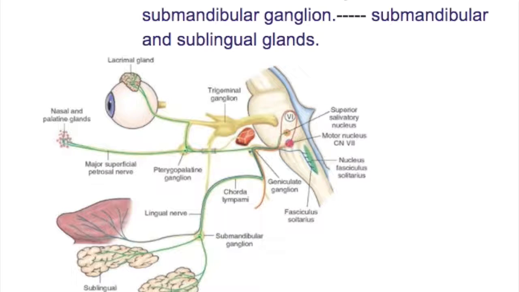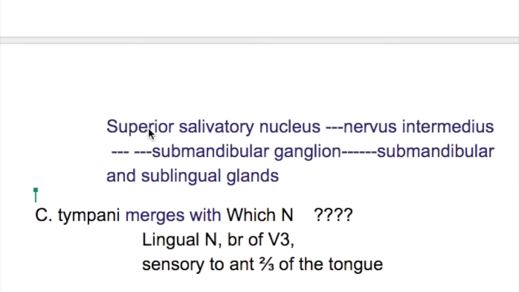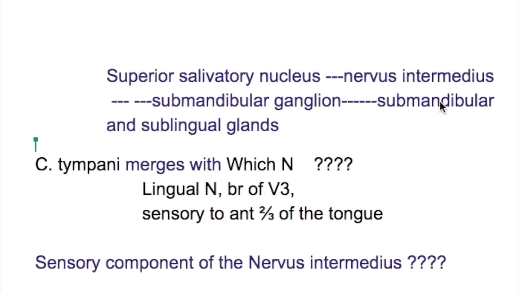The other parasympathetic nerve is the chorda tympani, which also carries the taste fibers from the tongue. The chorda tympani arises in the facial canal, relays in the submandibular ganglion, and then supplies the submandibular and the sublingual salivary glands. So what's the submandibular pathway? From the superior salivatory nucleus, nervus intermedius, submandibular ganglion, submandibular and sublingual glands.